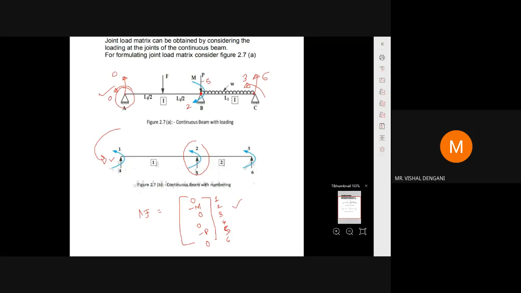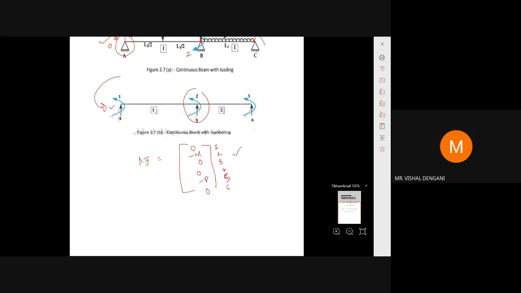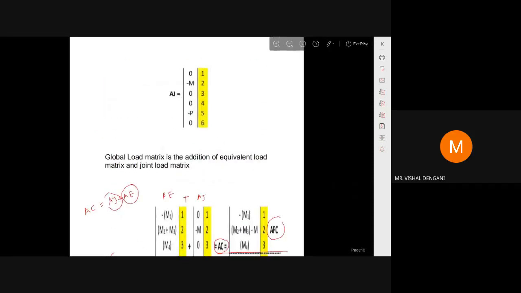Okay, so here you can see, this is a joint load matrix, 1 3 4 and 6 are 0, only 2 and 5, 2 पे मोमेंट है माइनस क्लॉकवाइज इसलिए माइनस, और 5 पे रिएक्शन है डाउनवर्ड इसीलिए माइनस P. अंडरस्टूड? Yes, ma'am. Okay, I will again explain it while taking a problem.